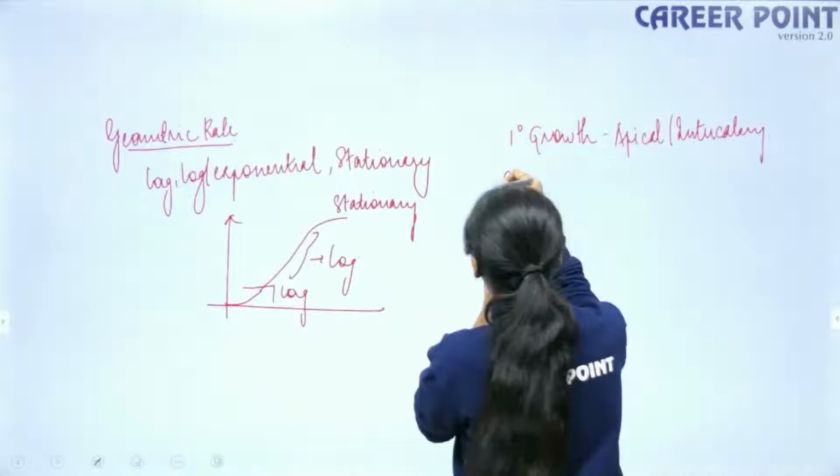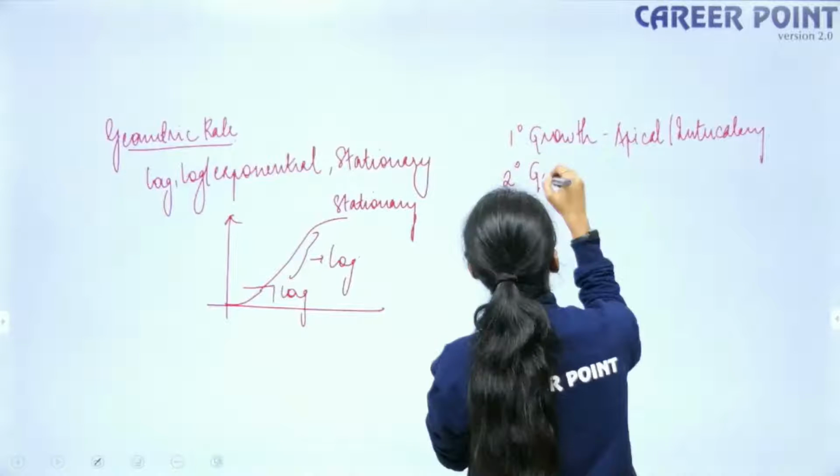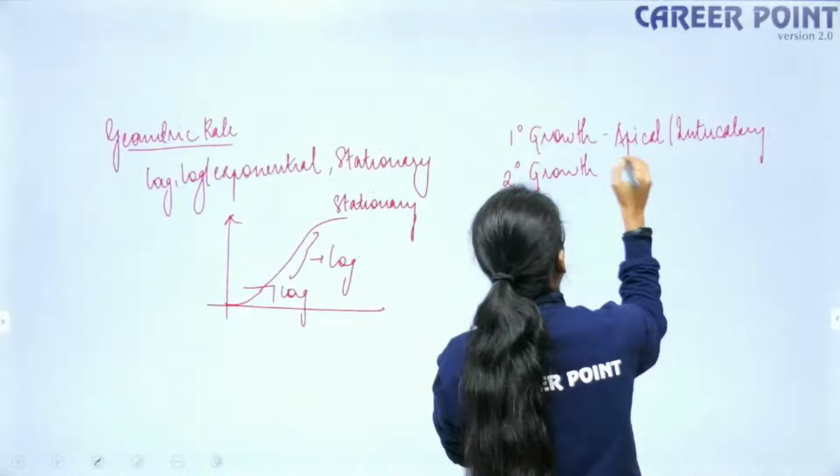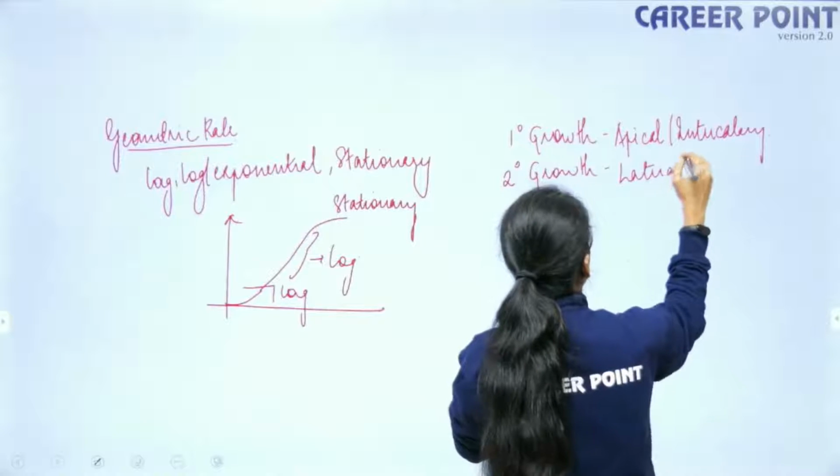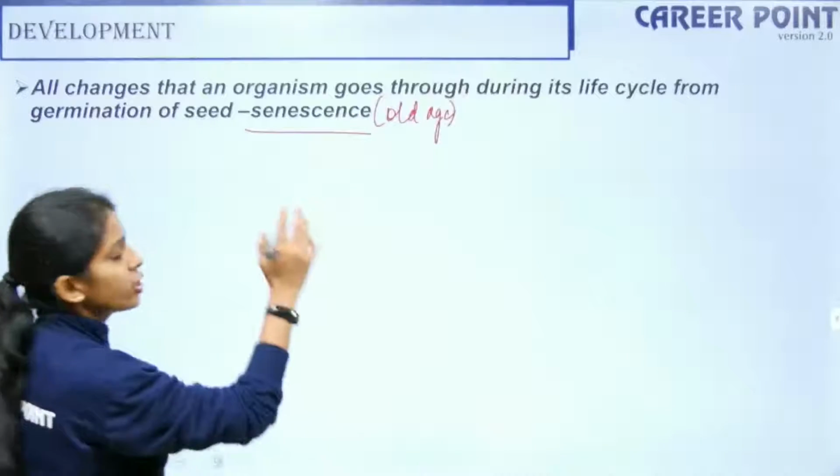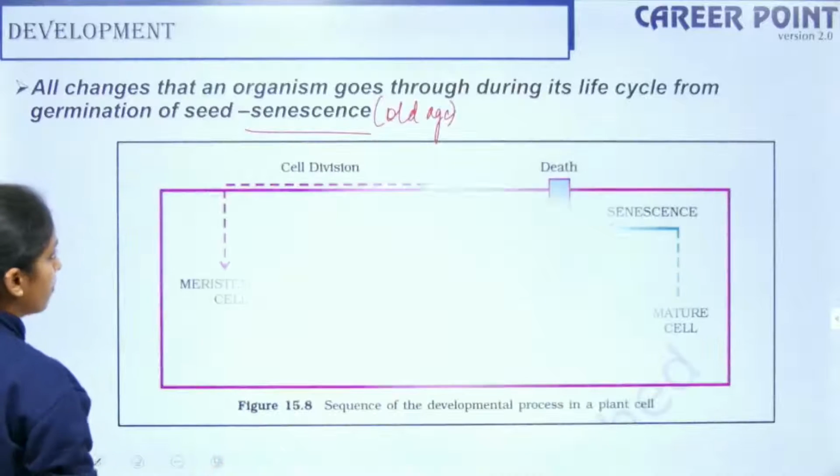Yes, so then I have my secondary growth as well. So secondary growth happens through my lateral meristem. So this is especially my vascular cambium till its old age. So that is known as development.